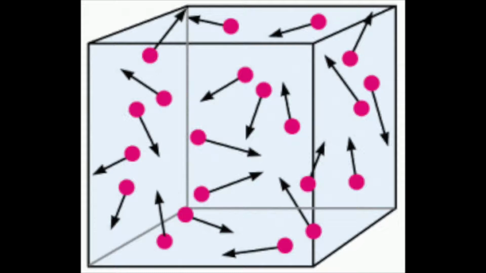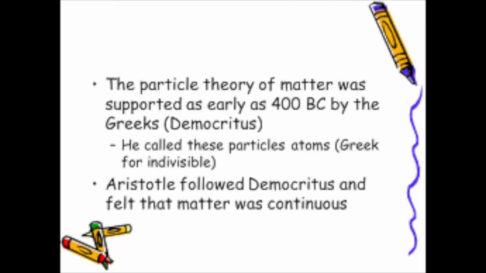Building blocks of matter, the particle theory. More than 2,000 years ago in Greece, a philosopher named Democritus suggested that matter was made up of tiny particles too small to be seen. He thought that if you kept cutting a substance into smaller and smaller pieces, you would eventually come to the smallest possible particles, the building blocks of matter. The basic principles of the particle theory are reviewed in Table 1. Let's go to Table 1.